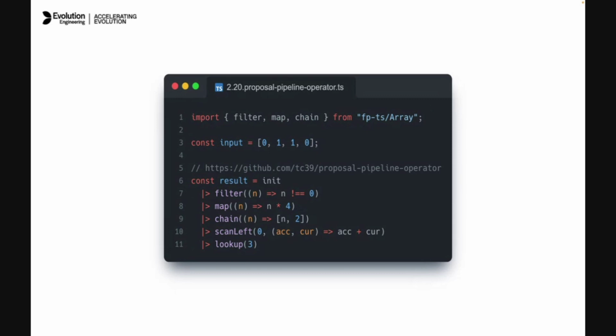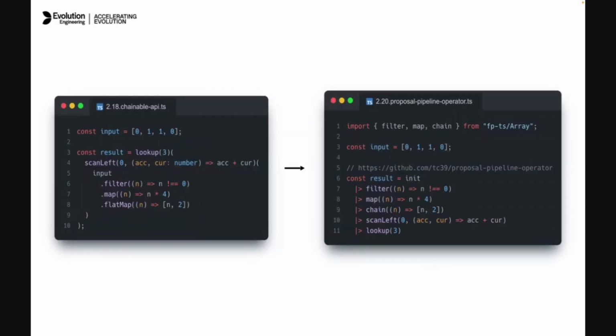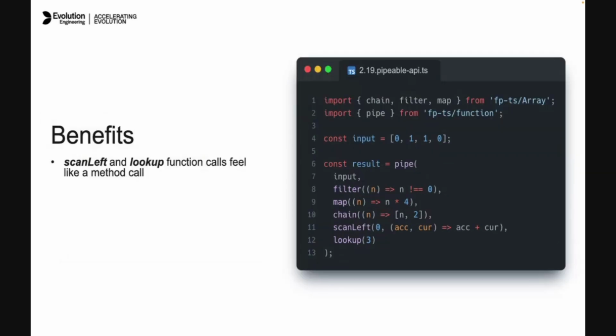And actually, I would like to show you a new proposal in ECMAScript, which provides a pipeline operator. So it looks even better, because we just call a method on the initial array, and we can chain our functions this way. So we converted our initial approach to something like this, and it looks much better because these calls feel like method calls.